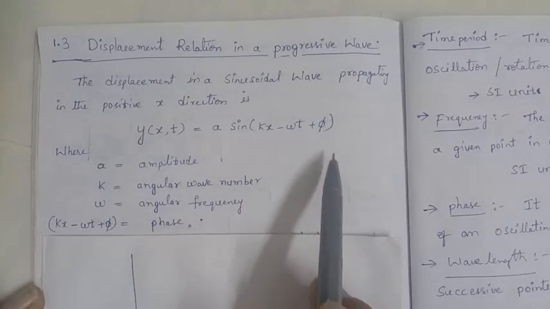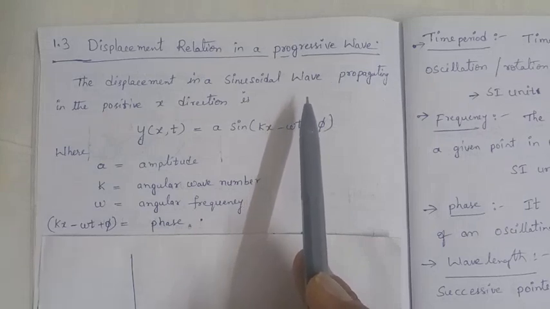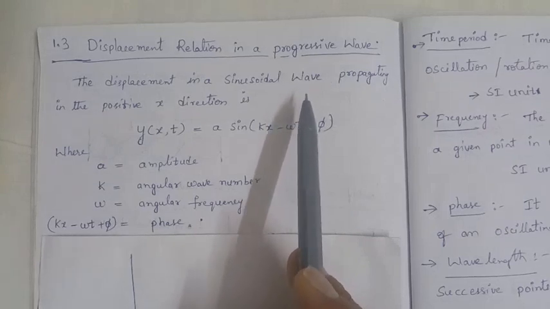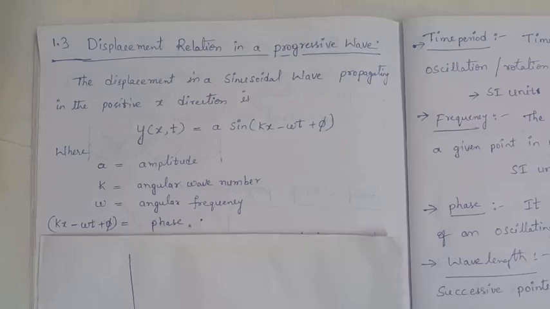From the previous video we learned about the types of waves: mechanical waves, non-mechanical waves and matter waves. Mechanical waves are divided into two parts: progressive waves and stationary waves. Progressive waves are again divided into longitudinal and transverse waves. But if a progressive wave is there, how do we represent it mathematically?